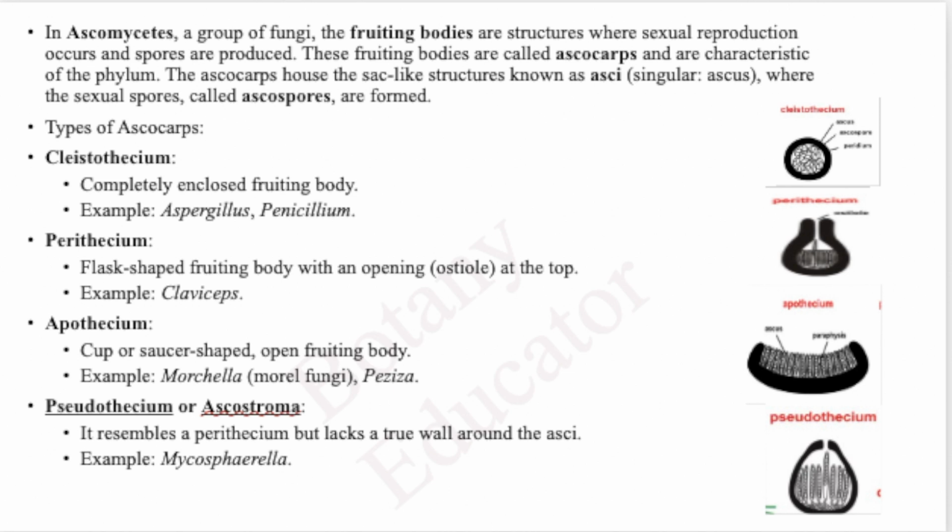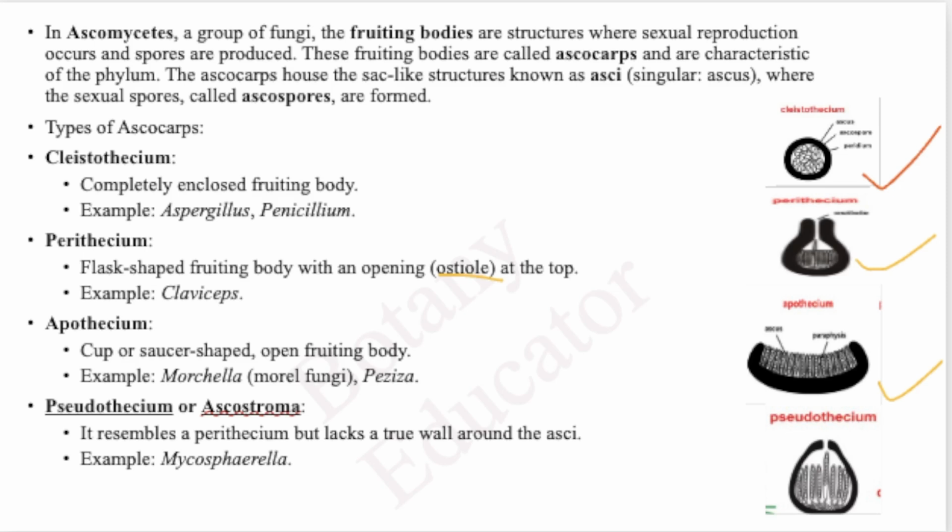How the ascocarp looks: it can be closed, or it can be flask shaped, or it can be saucer like, right? The closed fruiting body is found in Aspergillus and Penicillium and is known as cleistothecium, right? The fruiting body in which a narrow opening is present, the opening known as ostiole, right? This type of fruiting body is formed in Claviceps and is known as perithecium. Then an open or saucer-like fruiting body is present in apothecium. Examples are Morchella and Peziza, right?